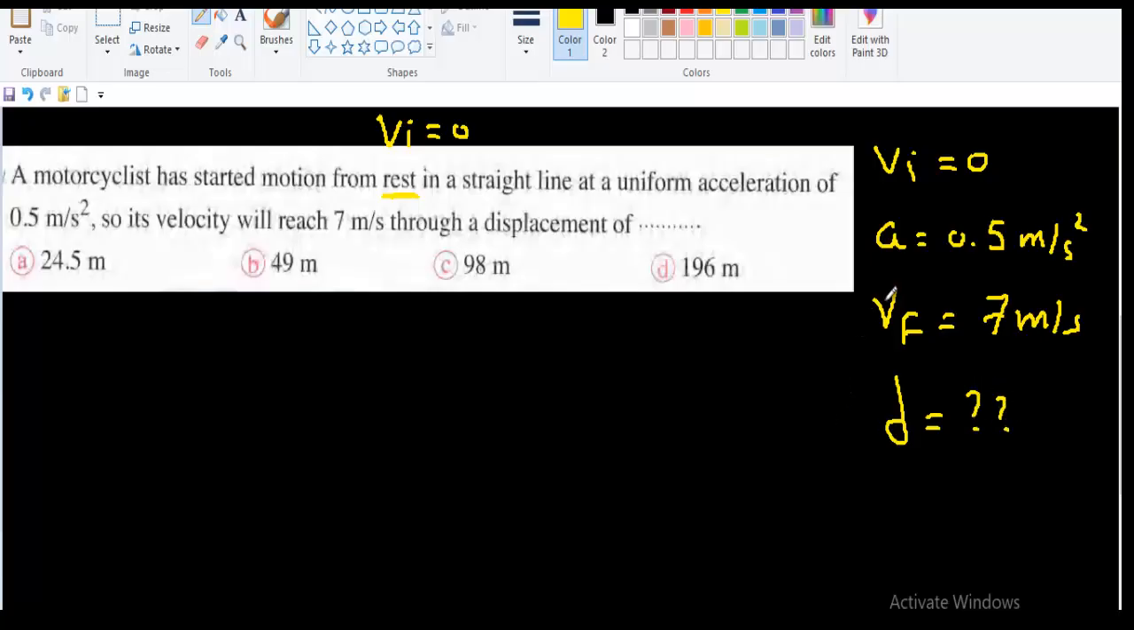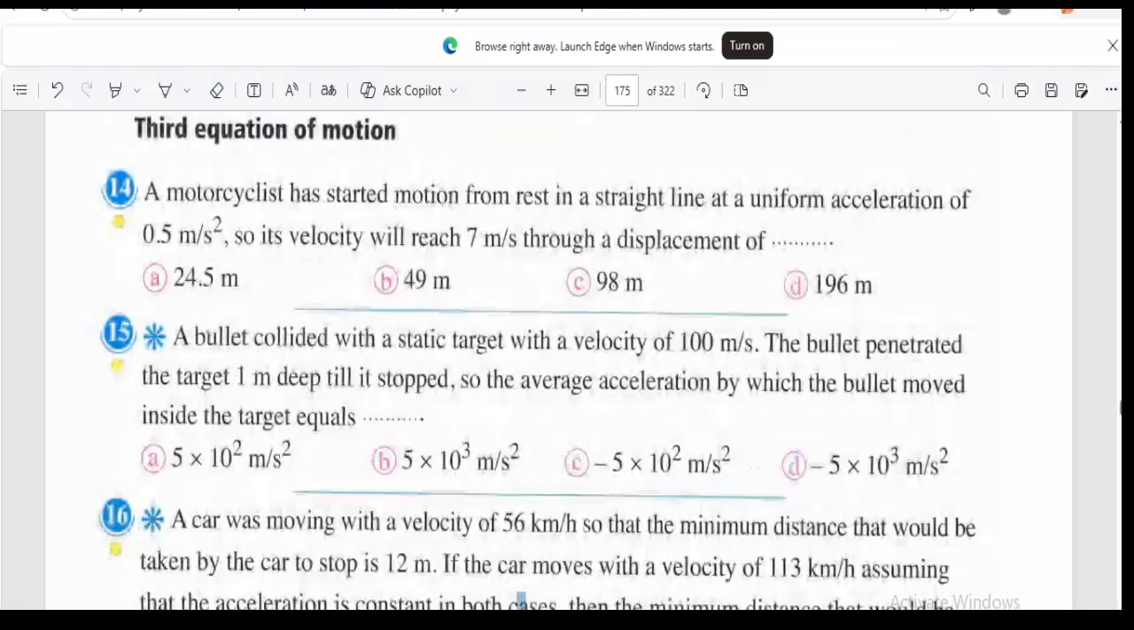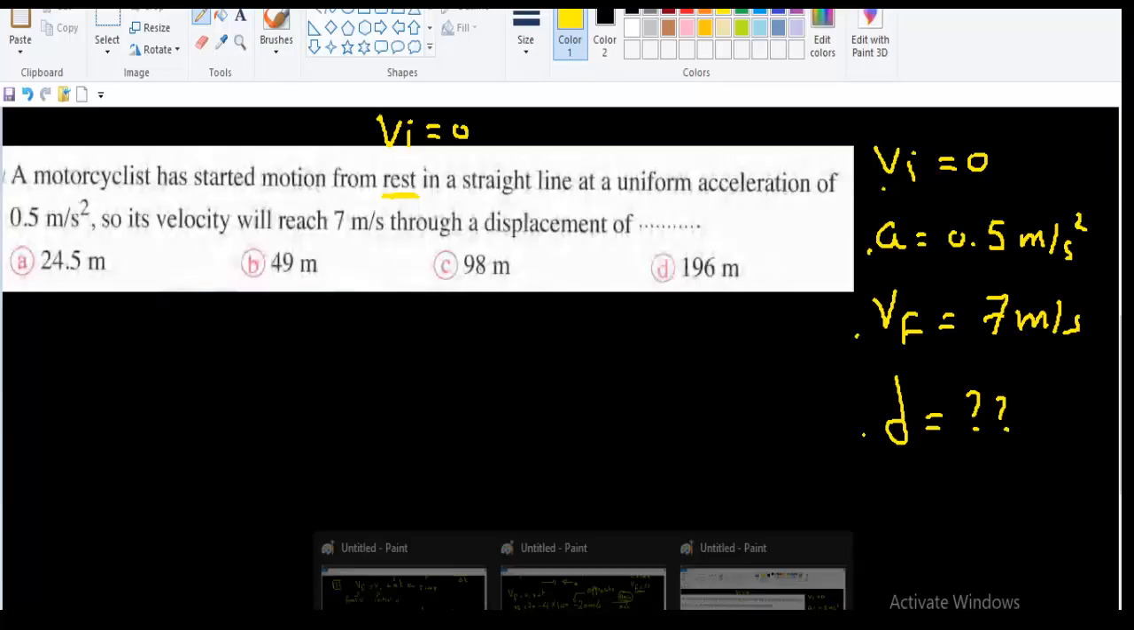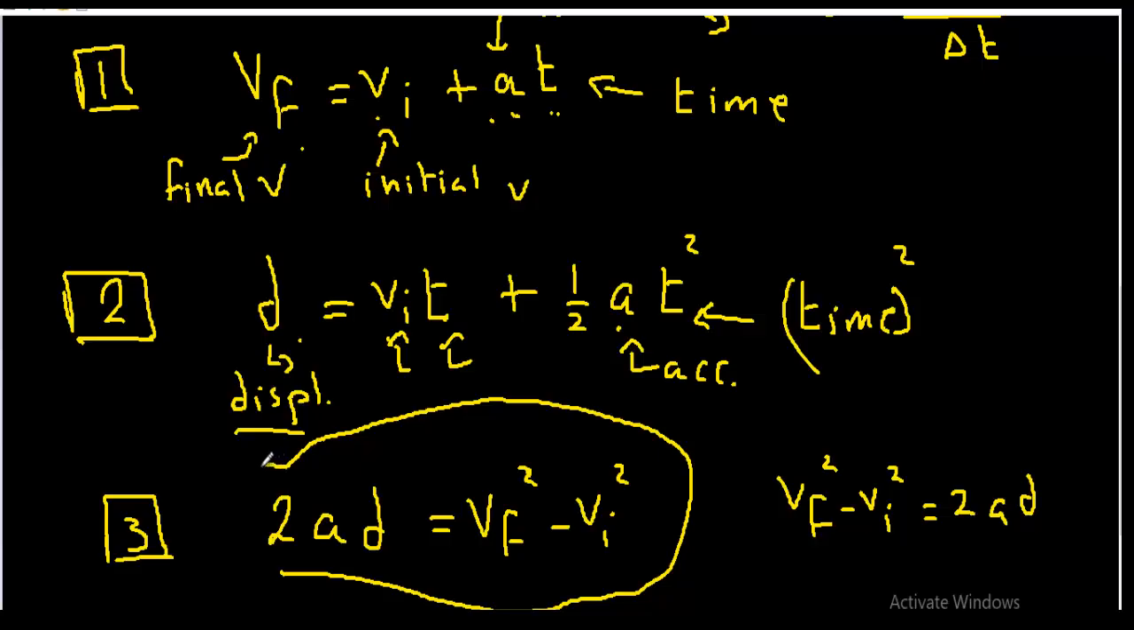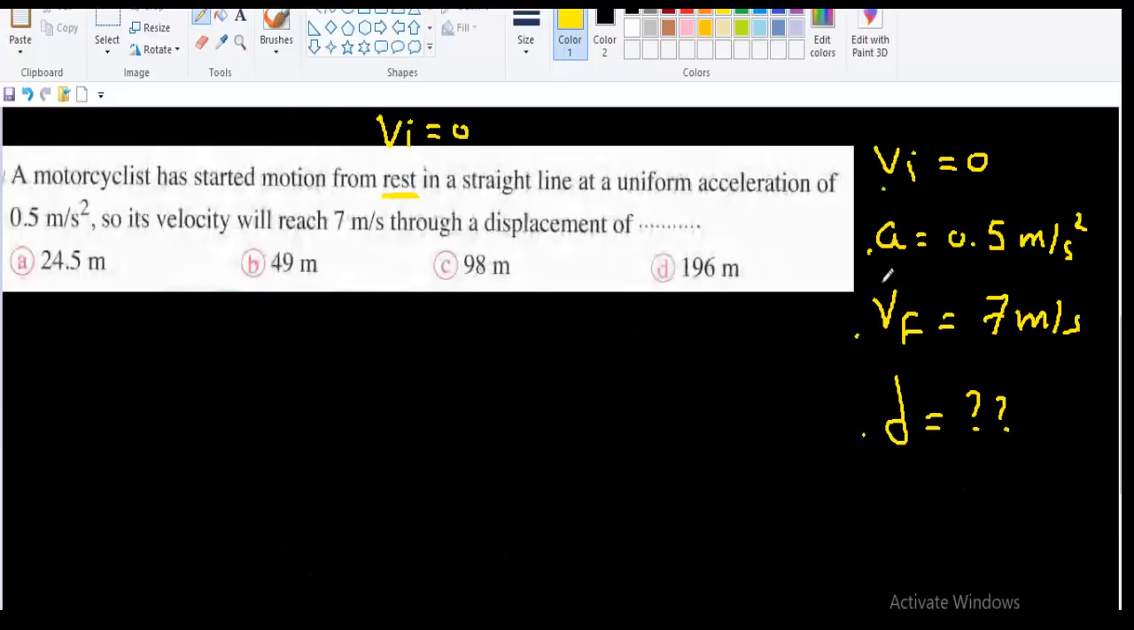So here, what are the given and what is the unknown? We have initial velocity, we have acceleration, we have final velocity, and we need displacement. So the suitable equation here is the third equation. We have acceleration, we have initial velocity, we have final velocity, we need displacement. So you have to write the rule: 2 a d equals VF squared minus VI squared.